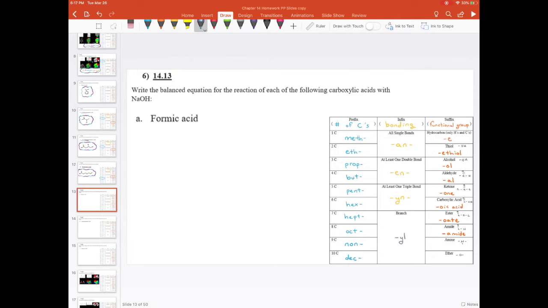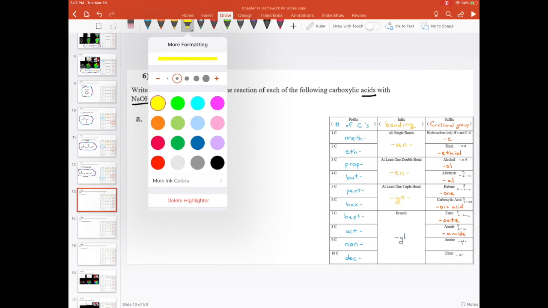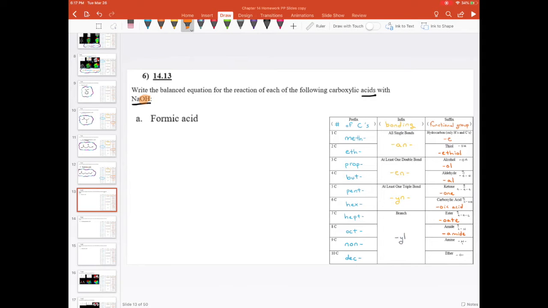In Chapter 14, Exercise 6, they're asking you to write a balanced equation for the reaction of different carboxylic acids with NaOH. And one thing you'd want to see when you see that NaOH is that it is a base, right? If you remember from the Arrhenius definition, water is neutral. You can crack water open, break it apart, and you would get H plus and OH minus. Anything that can give an H plus is an acid, and anything that can give an OH minus is a base in this Arrhenius definition.